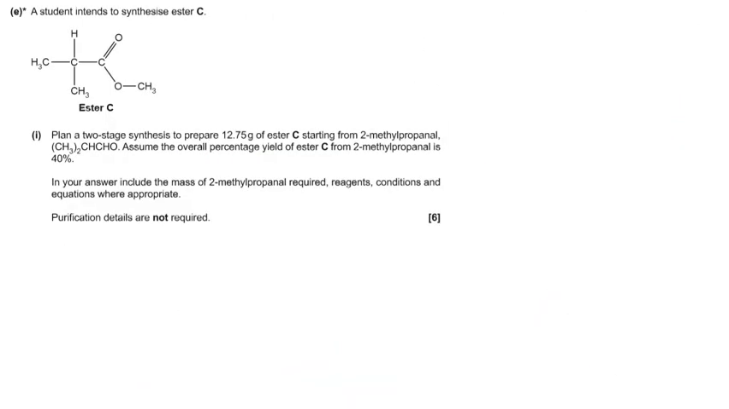Okay, here in part E, we've got a synthesis question, and we're going to try and synthesize this ester C. It's 2 stages. We've got to make a certain mass of this ester, and we're starting from an aldehyde. And we've got a yield of 40%, so we're only getting 40% of what we would have got if the yield had been 100%.